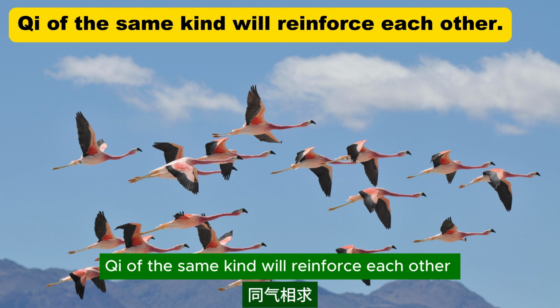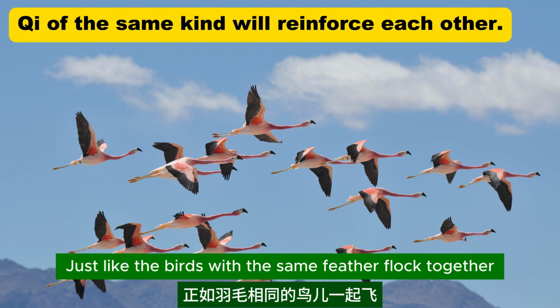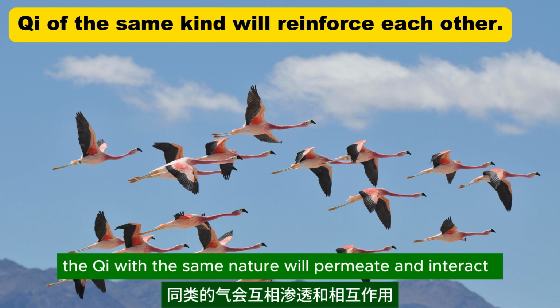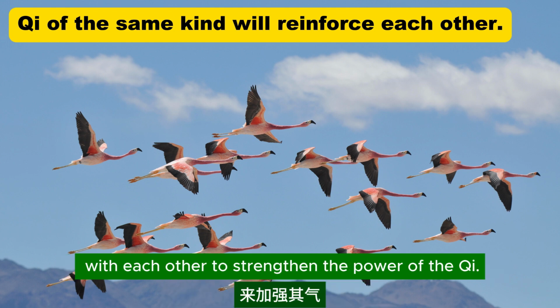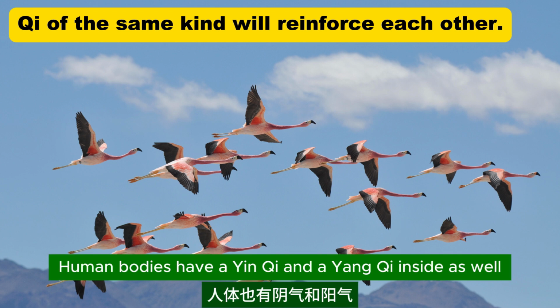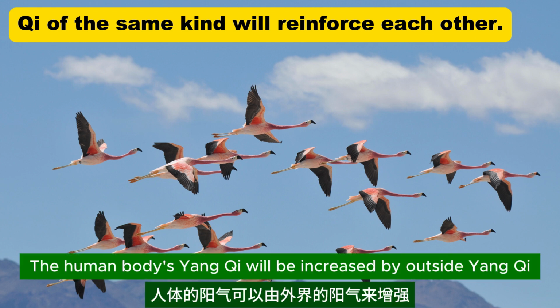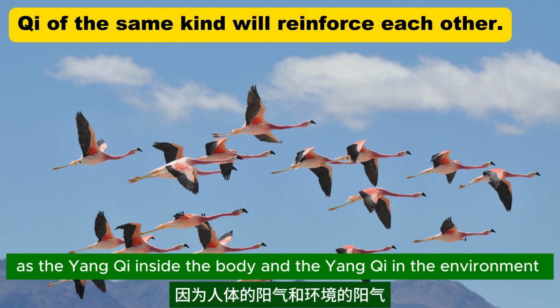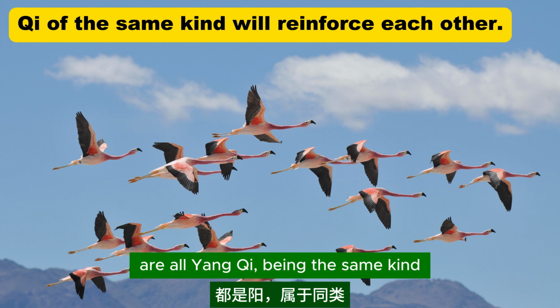Qi of the same kind will reinforce each other. Just like birds of a feather flock together, qi with the same nature will permeate and interact with each other to strengthen the power of the qi. The human body has yin qi and yang qi inside as well. The human body's yang qi will be increased by outside yang qi, as the yang qi inside the body and the yang qi in the environment are all yang qi, being the same kind.